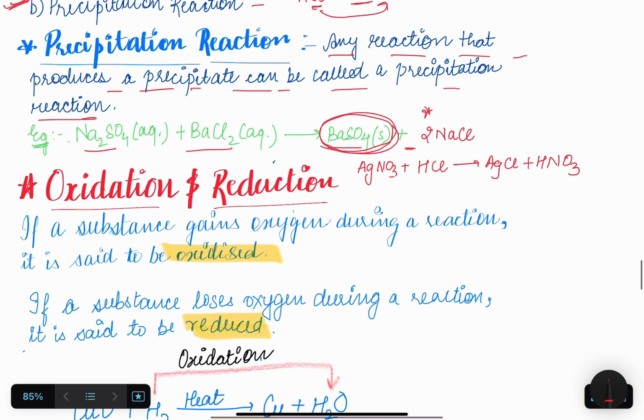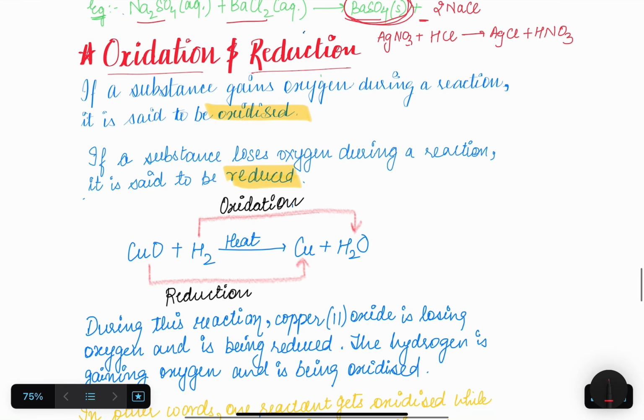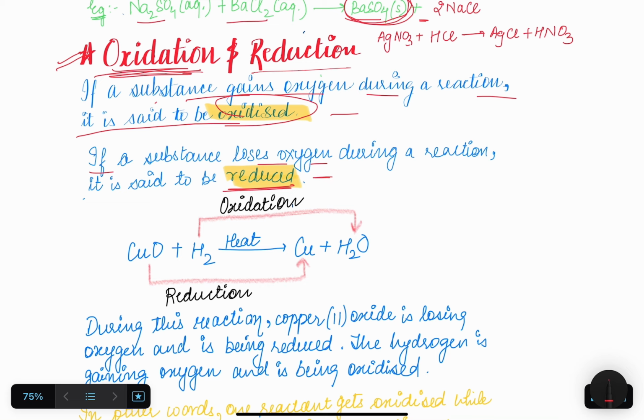Okay, so there is another important topic in your book, that is oxidation and reduction. You might have or might not have learned these terms earlier, but it is a part of your syllabus, so let's discuss this. As the name suggests, oxidation means gain of oxygen. So if a substance gains oxygen during a reaction, it is said to be oxidized, and the process is called oxidation. And if a substance loses oxygen during a reaction, it is said to be reduced, and the process is called as reduction.